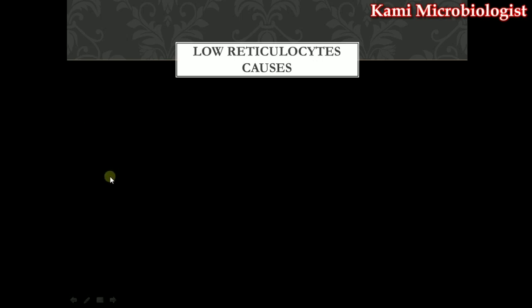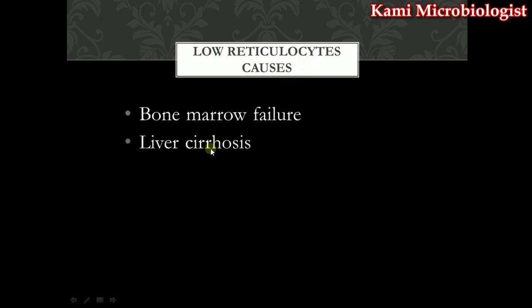Then we have some conditions, causes and diseases in which the reticulocyte level gets low in the blood. The first is bone marrow failure. Why? Because the bone marrow is actually producing the blood. If the bone marrow fails, the blood will not be produced, so the reticulocyte count also decreases. Then we have liver cirrhosis.